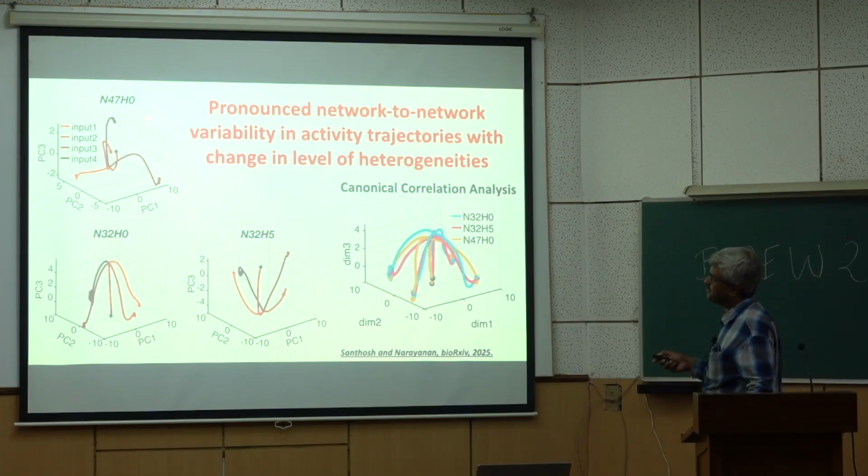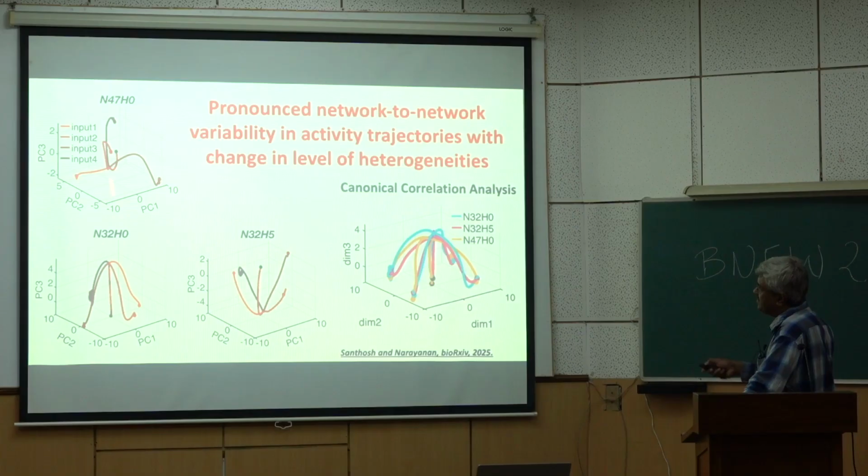So that's the network number. H is the heterogeneity level. 0 is a homogeneous network. 5 is the highest level. So these are two different networks with heterogeneity 0, which means that there is no heterogeneity, it's a homogeneous network. So those are 4 different inputs, and she's just taking the activity patterns for those presentations and plotting them on the 3-dimensional reduced dimensional space.